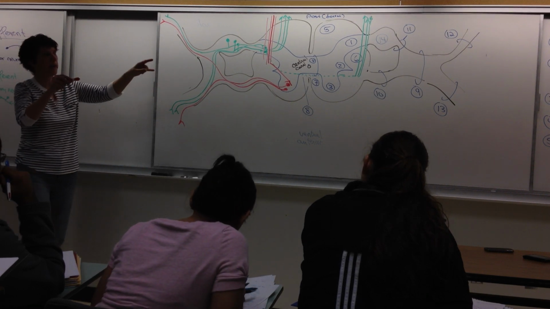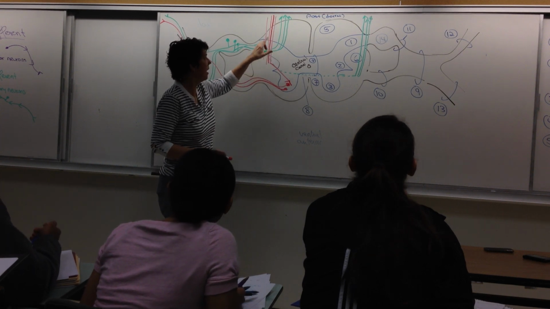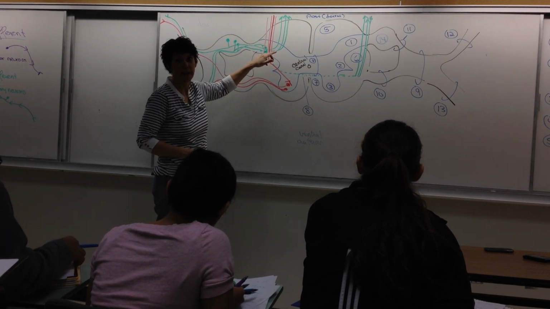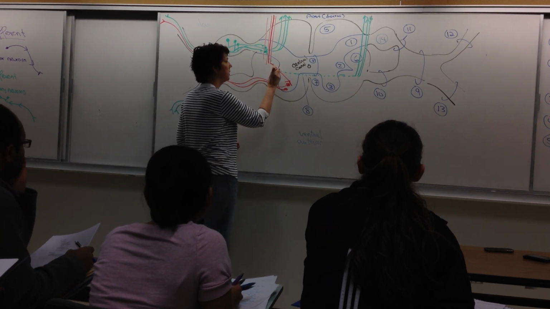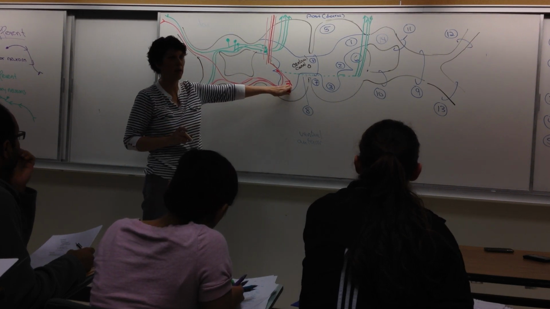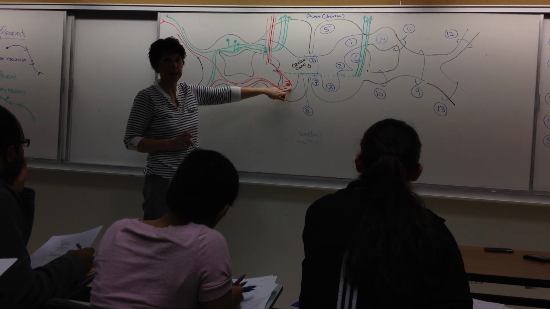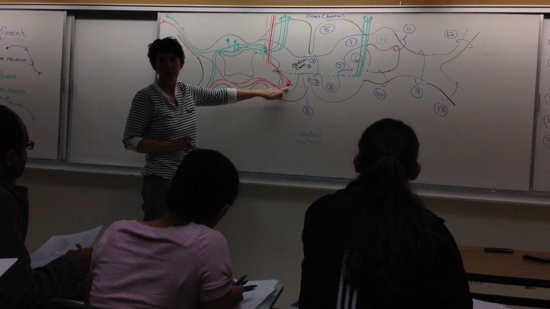So now when we go back and look at our terminologies, you can see that the posterior gray horn has sensory cell bodies. That's why it's sensory. The lateral gray horn also has sensory cell bodies. And the anterior gray horn has motor cell bodies. So lateral and anterior gray horns are motor.